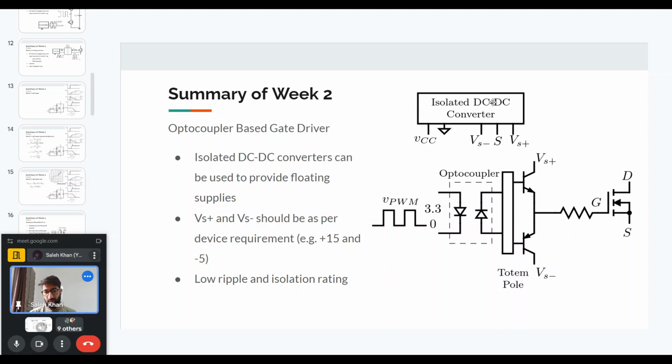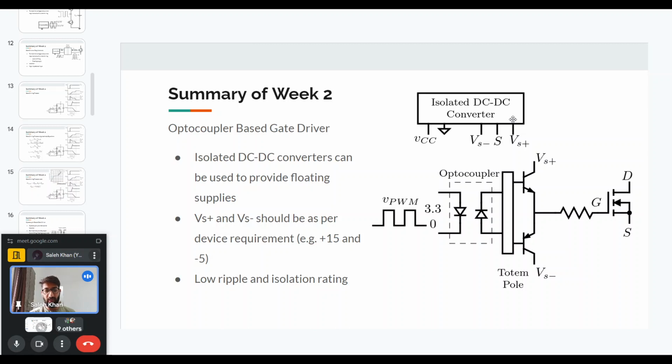In this case, we should keep in mind that the DC-DC converter should have low ripple at the output. Because let's say we want plus 15 volt to turn on the device, but we have some ripple in the output voltage, so it goes from 12 to 15 to 16 or 17, then as the gate voltage changes, we can maybe shift from the ohmic region to the active region and the linear region, so that will create some problems. That is why this should have low ripple at the output voltage.